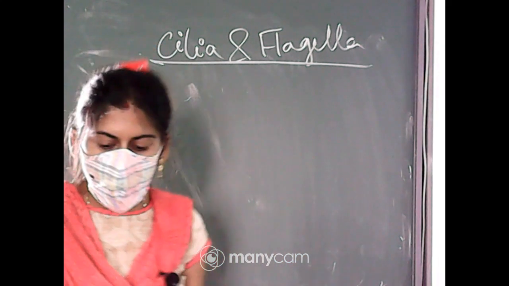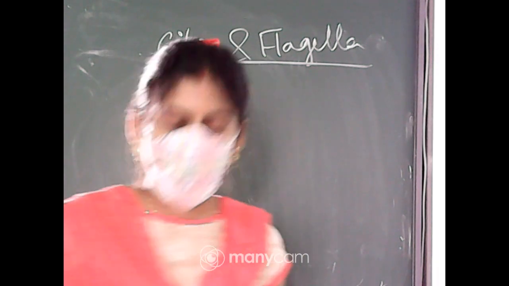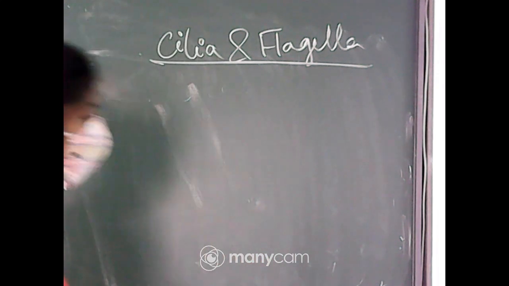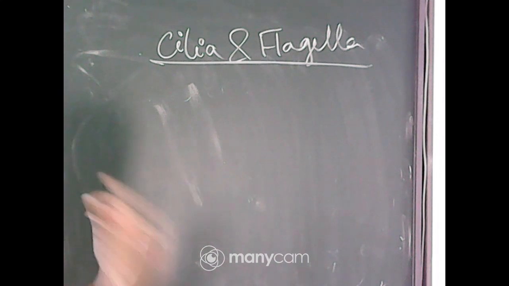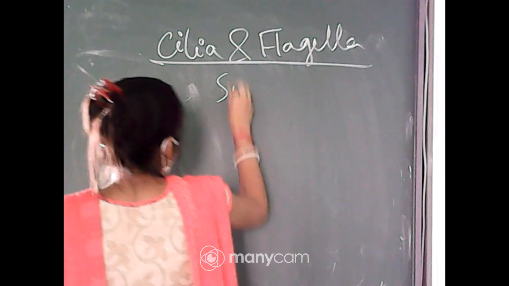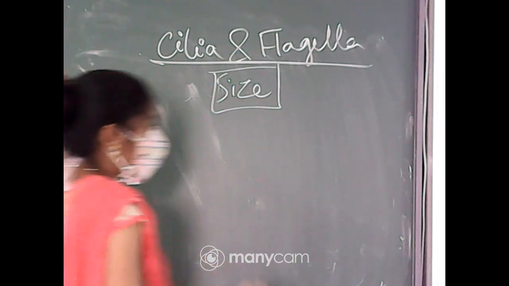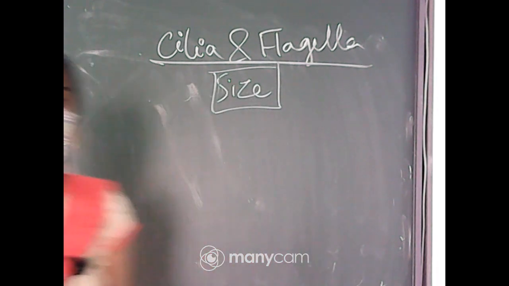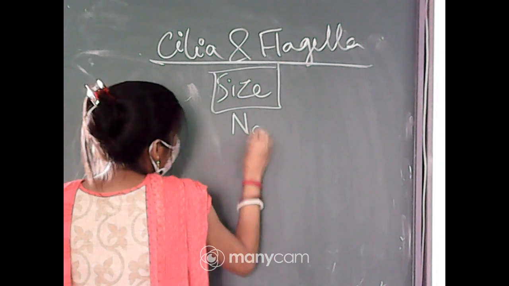In their internal structures, they show the same type of arrangement, but cilia and flagella have some differences. What are the differences? First, if I consider the size, in the case of cilia the size is quite smaller, but in the case of flagella it is quite longer. So the first difference is according to their size. Next is number.